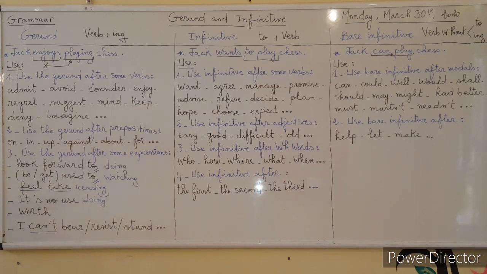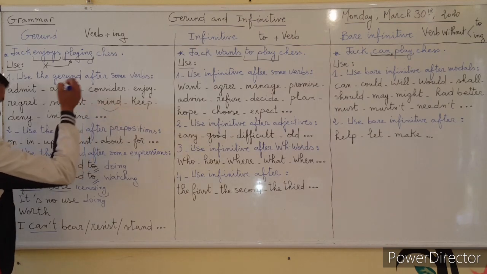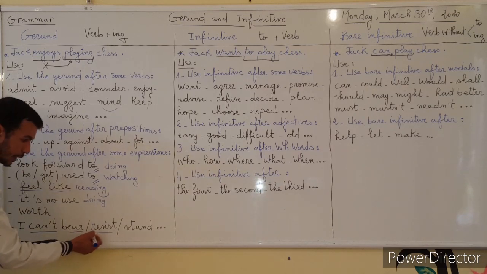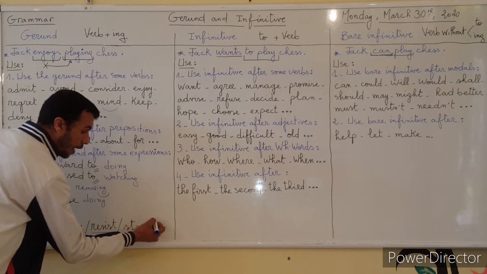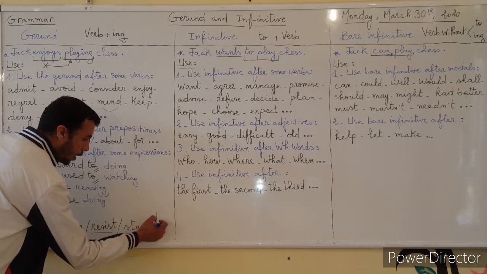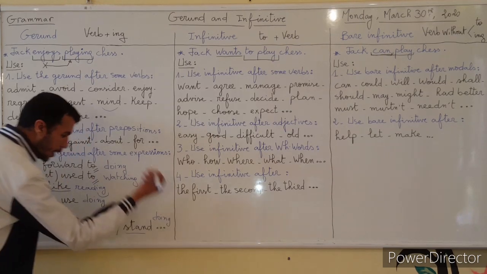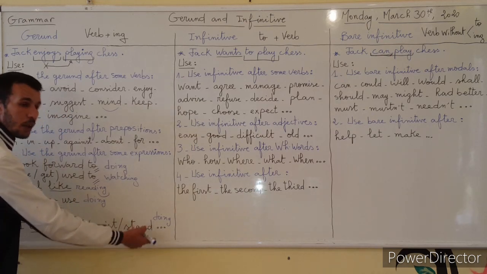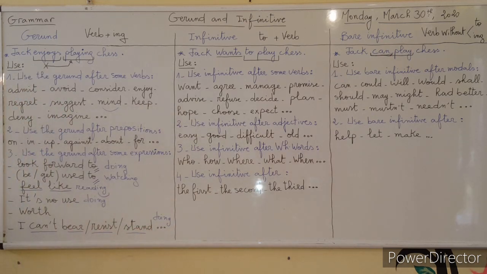examples like would you mind, and we have already mind here. So let's focus on this first and come back to this again. Modal plus verbs like bear, resist, stand. The verb that comes after is with ing. For example, I can't bear doing something. I can't resist watching. I can't stand talking, etc., etc. We have an exception. I will mention it later.